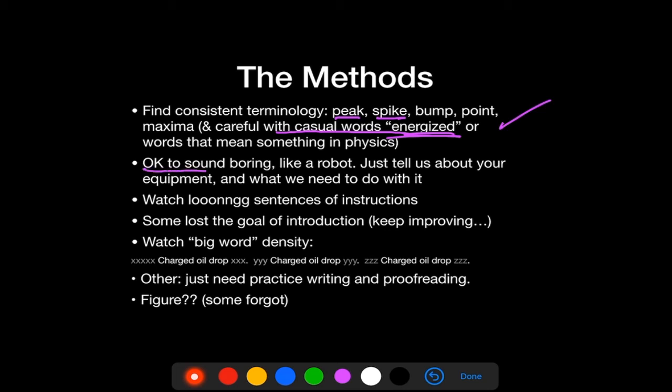It's okay to sound boring. We're not trying to entertain anyone. Just like a robot is fine. Just tell us about your equipment and what you did with it. Don't try to entertain us, but don't bore us to death either. But it's okay to be a bit boring in this sort of writing here.